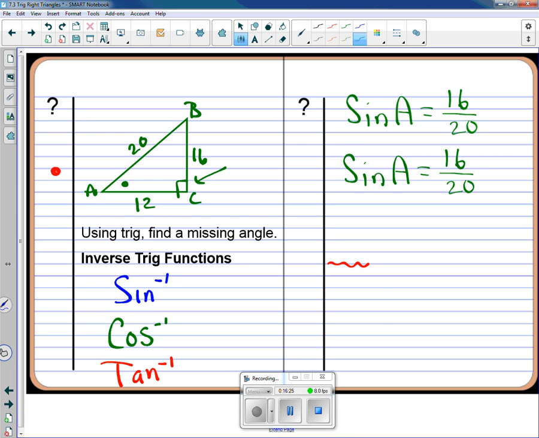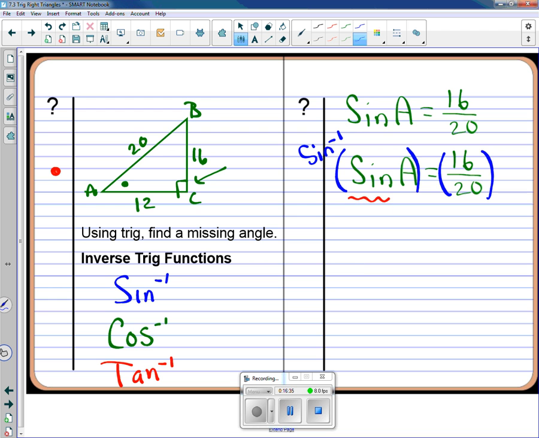So here's the artwork. Let me copy it down here so you can see what I add. So I need to get rid of that sine. I'm going to put parentheses around both sides, and I'm going to apply the trig function sine inverse. If this had said tangent here, this would have said tangent inverse, and cosine, cosine inverse. It's all the same. Now what ends up happening is I have to apply it to this side as well.